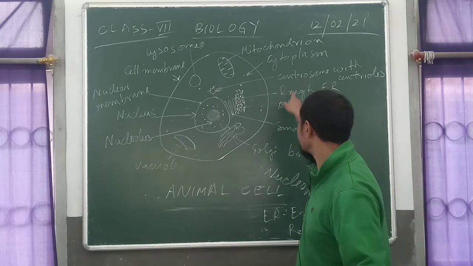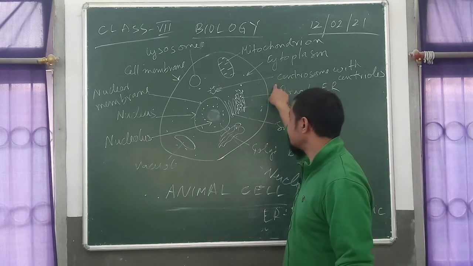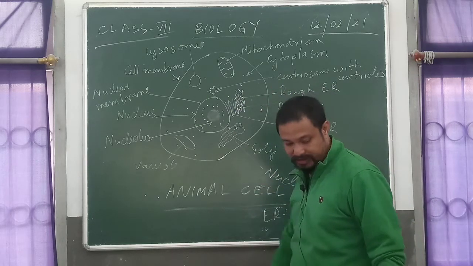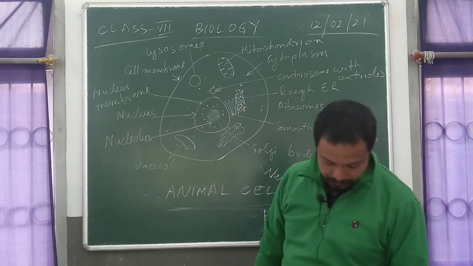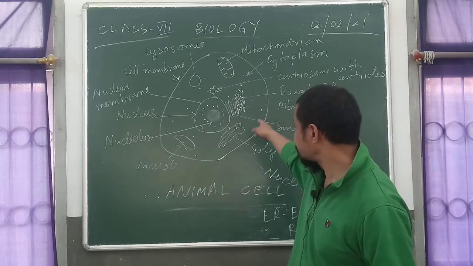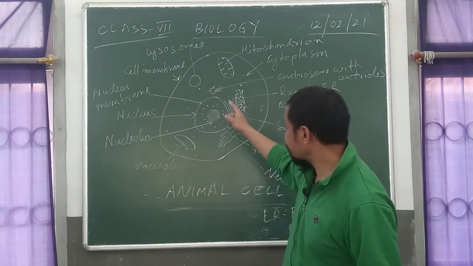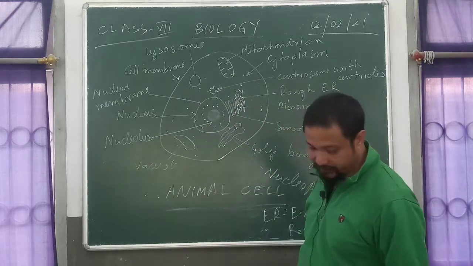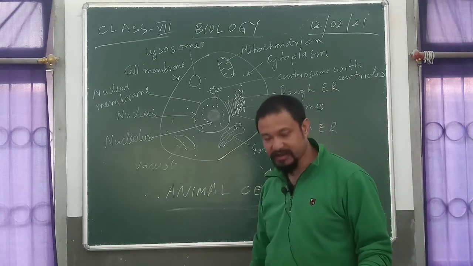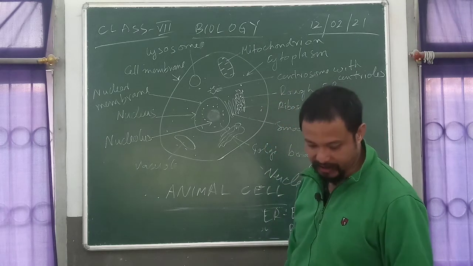Now, in plant cells, centrioles with centrosome are absent. In animal cell, it is there. This is involved with cell division. In animal cell, it is present always near the nucleus. And in plant cell, lysosomes are absent. In animal cell, we have lysosomes. So that is the basic difference between plant cell and animal cell.